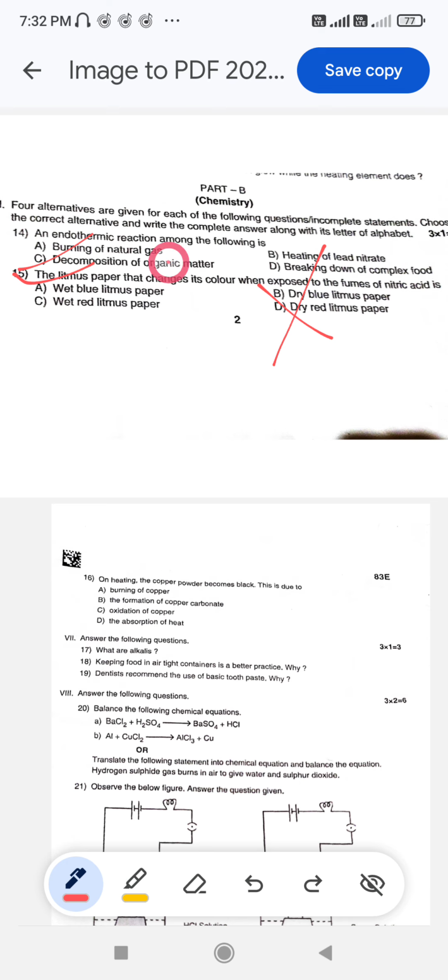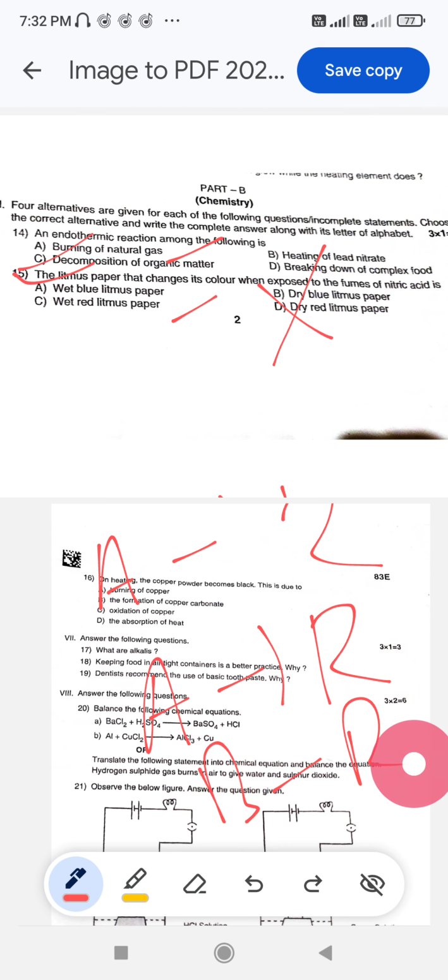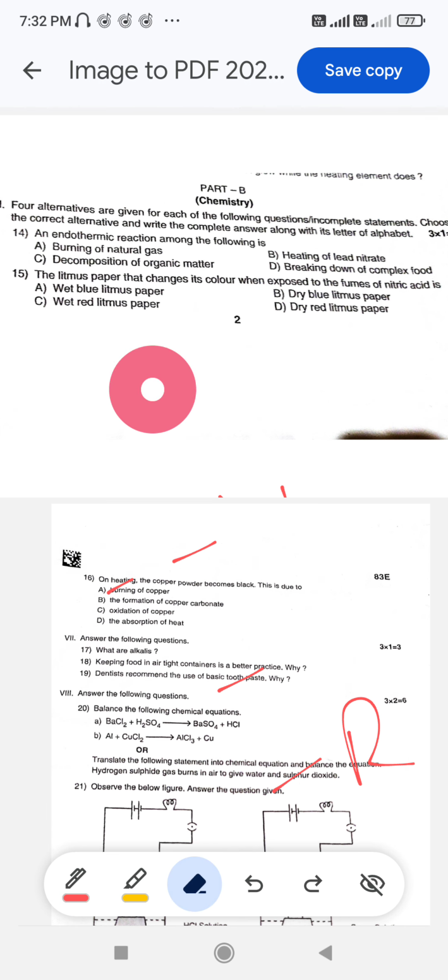What is remaining here? One is a wet blue litmus paper, another is a wet red litmus paper. So already we know that acid never turns the red litmus paper, correct? Acid never turns the wet red litmus, but it will turn blue to red, correct? So acid always turns a base to what? Blue color to red color. Which option is that here? Option A, blue litmus to red litmus. The answer is A, right?